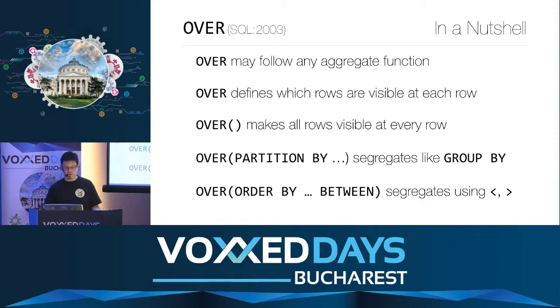So what is it in a nutshell? Over may follow any of the well-known aggregate functions: min, max, count, average. You basically define which rows to aggregate on. Empty over clause, about everything. With partition by, you can segregate like group by, and if you do an order by, you most of the time do it just to reason how to define the rows that shall be aggregated.